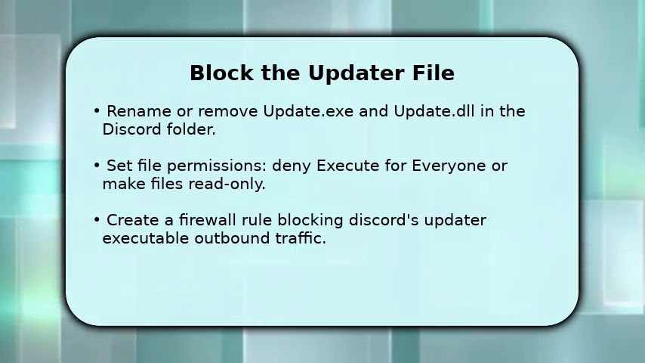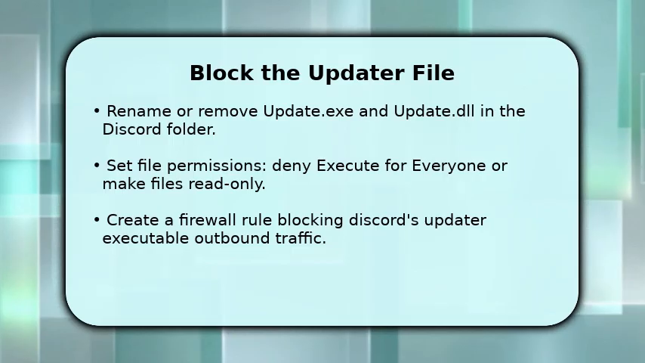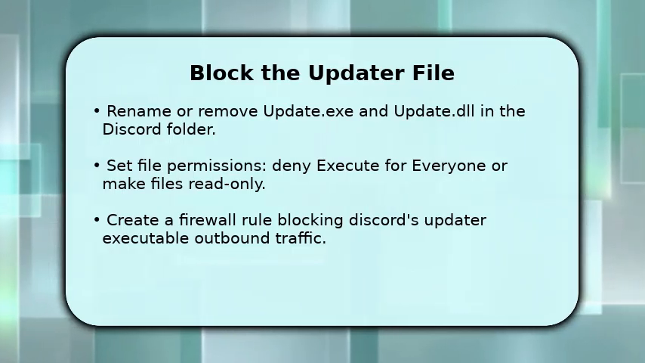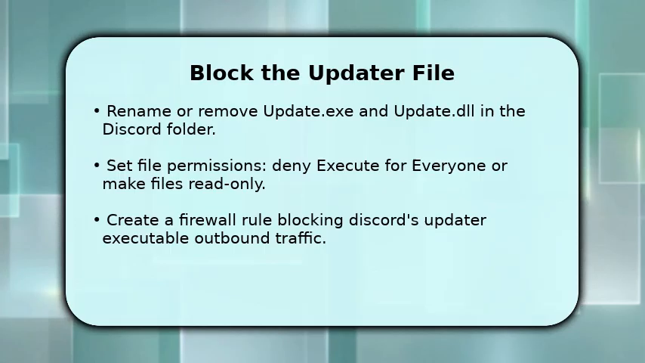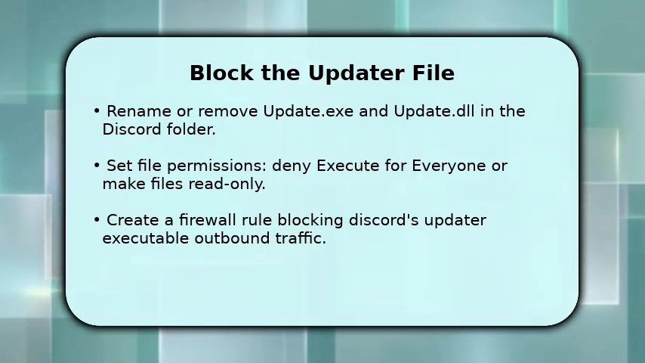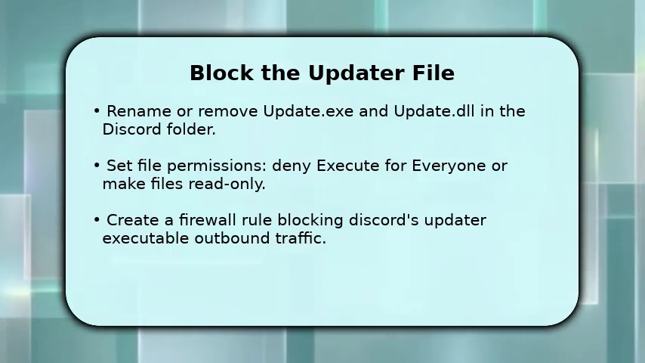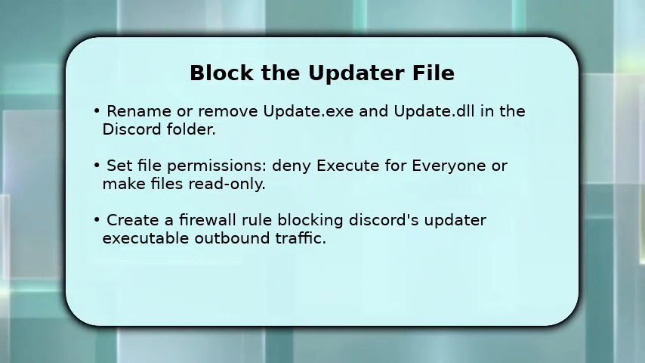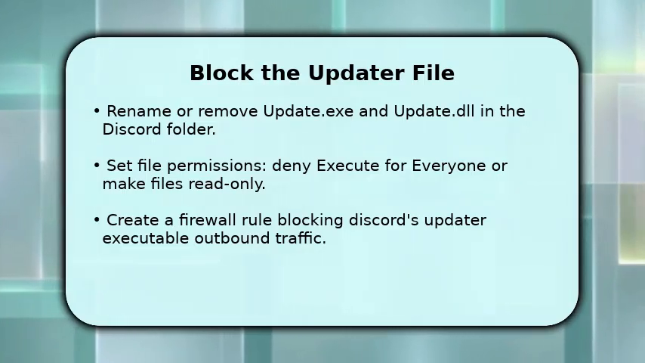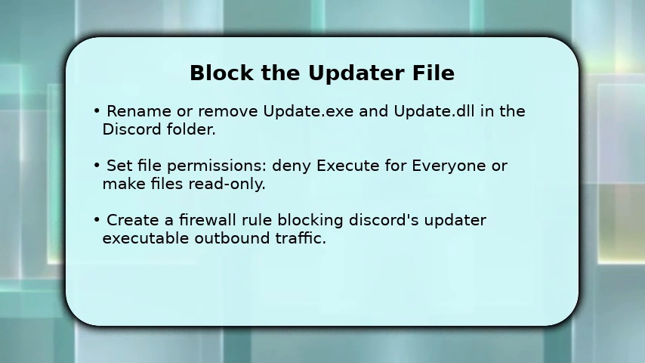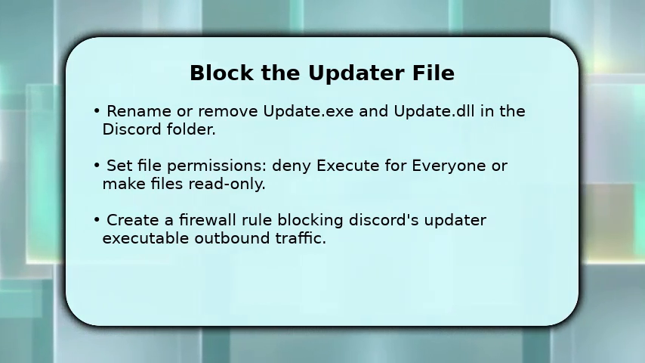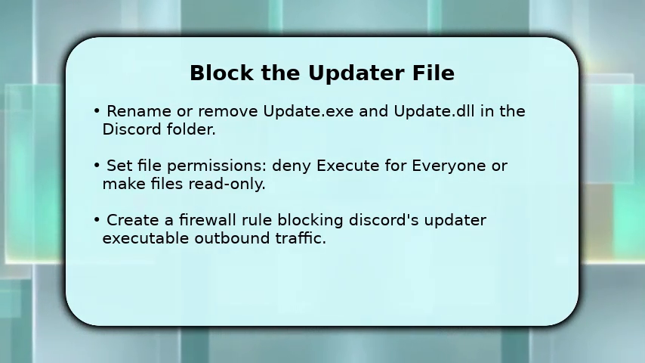Then change NTFS permissions, deny execute and modify for everyone or set files to read-only so the installer cannot replace them. After that, add an outbound firewall rule that blocks the updater executable or Discord's updater connections, which prevents it from fetching new versions. This two-pronged approach keeps updates from triggering.